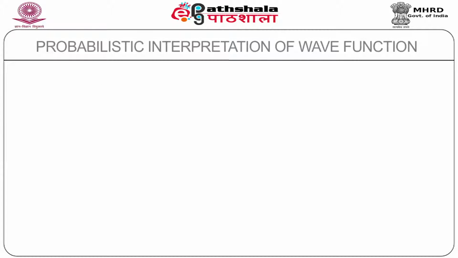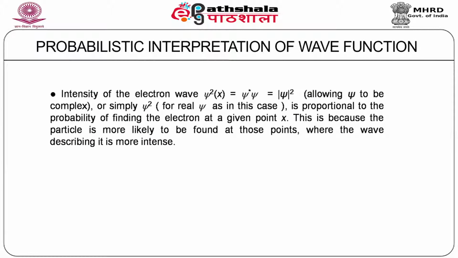So now we come to the probabilistic interpretation of the wave function. It's from this consideration that we fix the constant A. The intensity of the electron wave ψ² is proportional to the probability of finding the electron at a given point x. This is because the particle is more likely to be found at those points where the wave describing it is more intense.